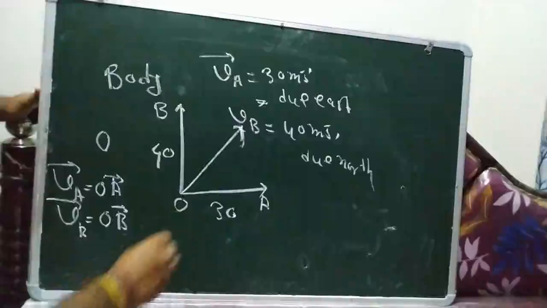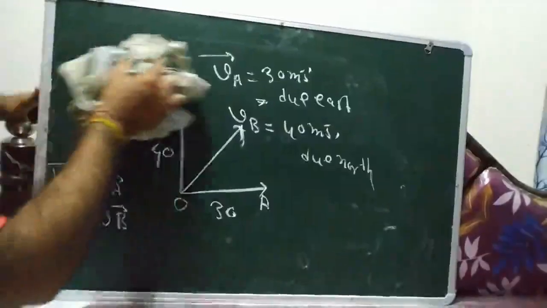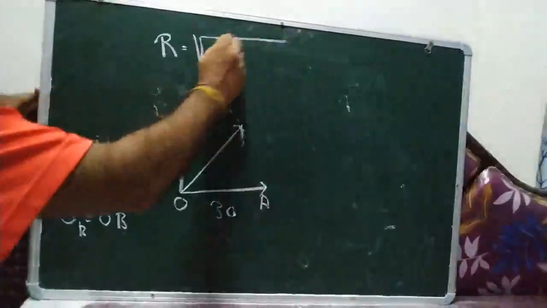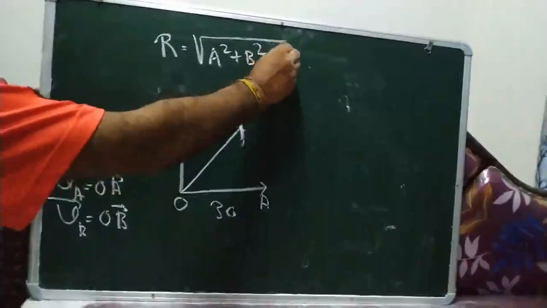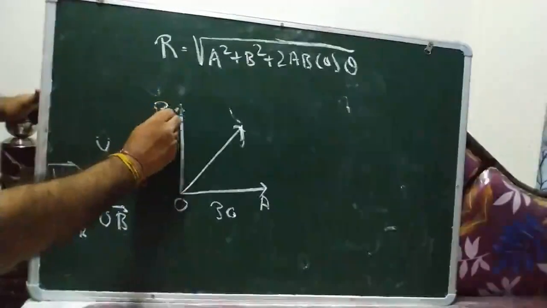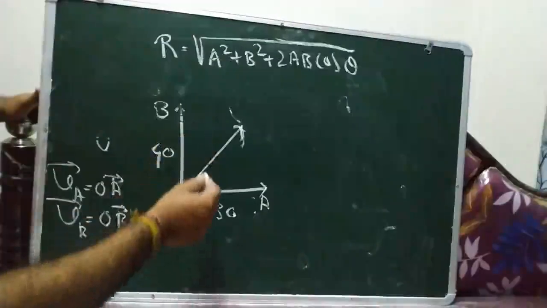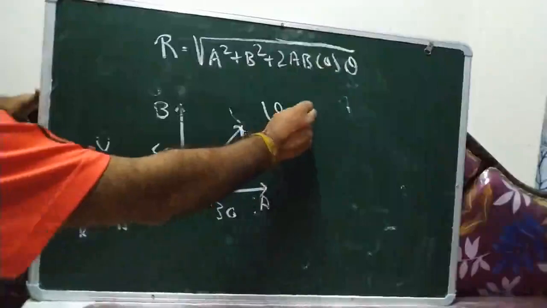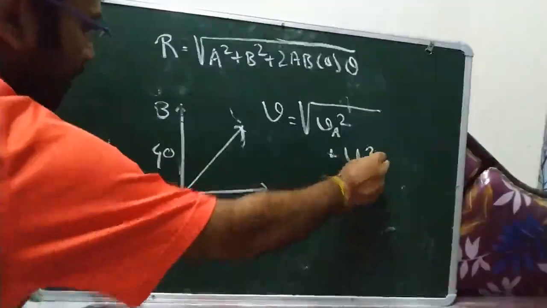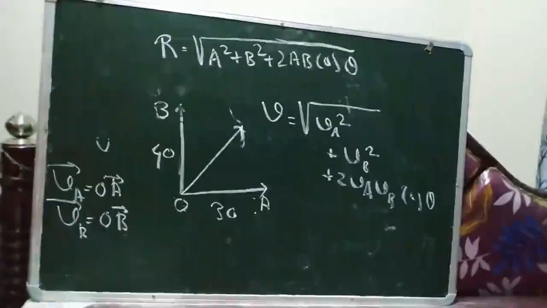And now the thing is, what is the formula of the resultant velocity? The formula is very simple. If there are two vectors, then R equal to the square root of a square plus b square plus twice ab cos theta. Now if you consider VA and VB, VA is one vector and VB is one vector, then suppose the resultant is V. Then the value of R will be V equal to the square root of VA square plus VB square plus twice VA VB cos theta.